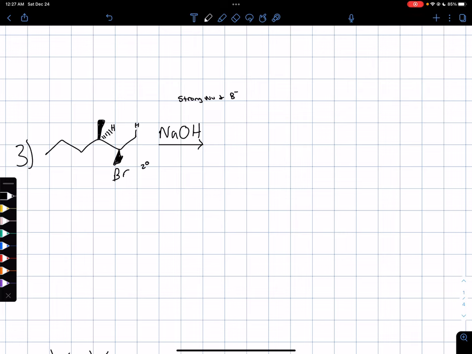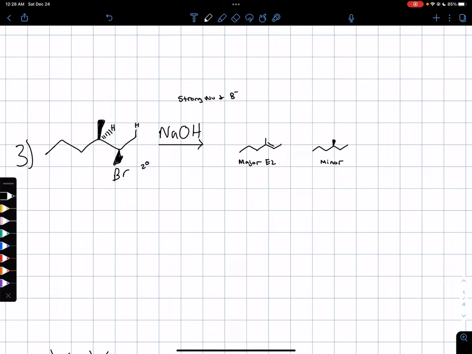So the major E2 product would look like this. So it would be 2, 3, 4, 5, 6. That's now on a line, and then you get your double bond there. So this is major E2. You do have a minor E2 where your double bond would be placed here. But we're just going to do major products. And then your minor SN2 product would be this one here. So 2, 3, 4, 5, 6.